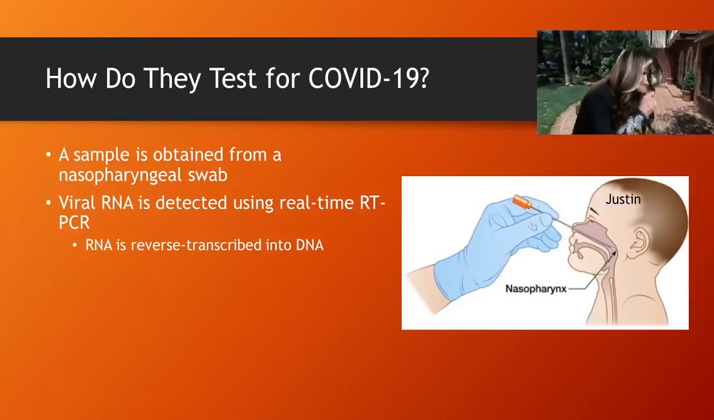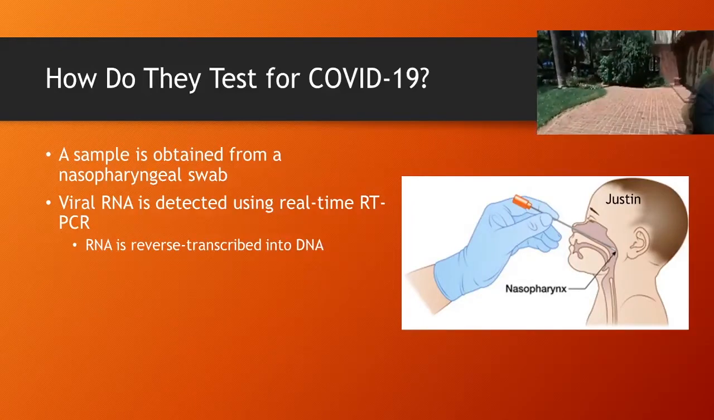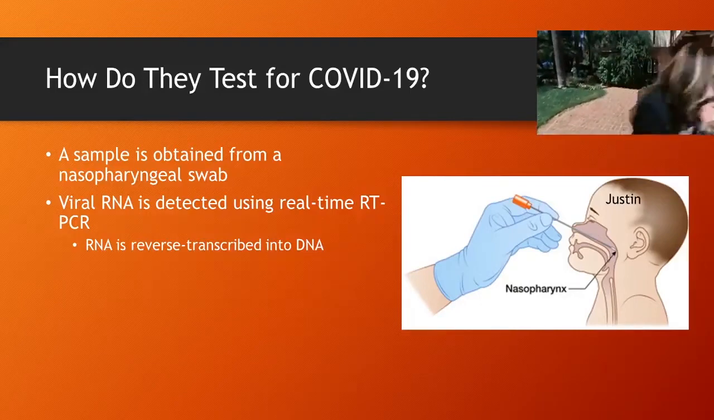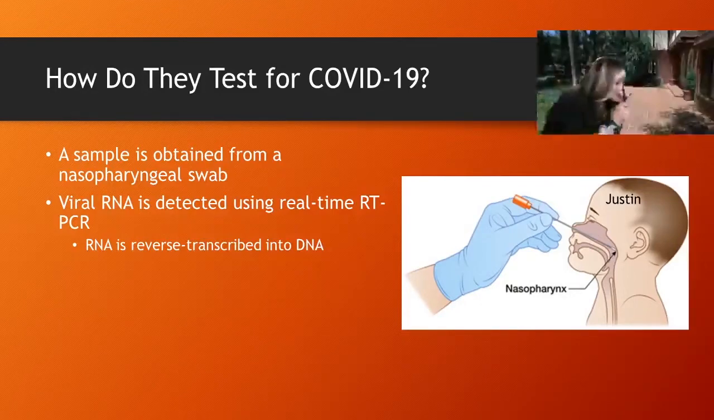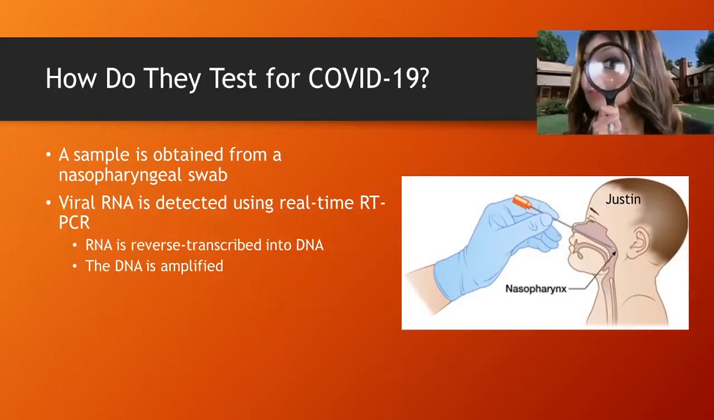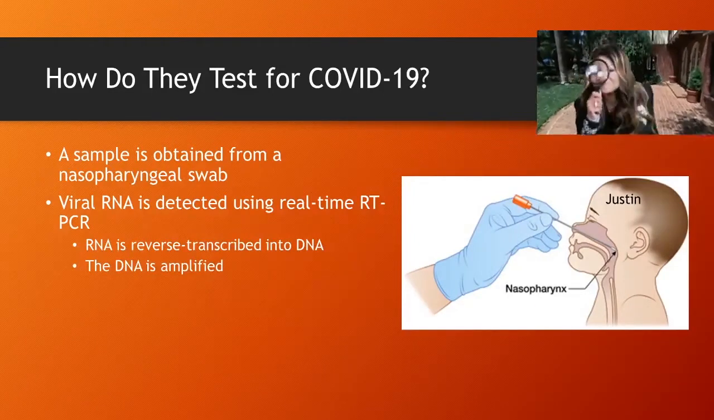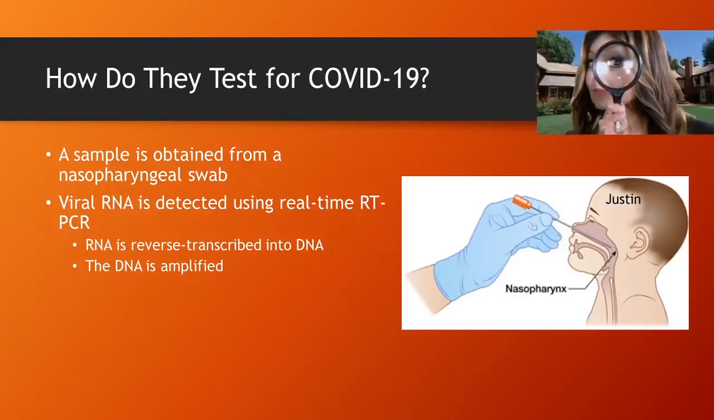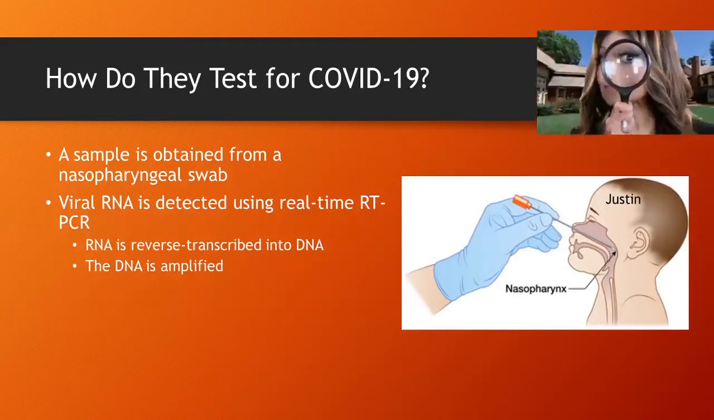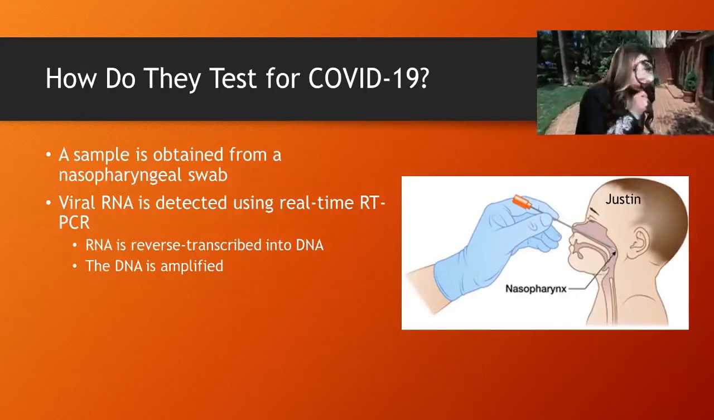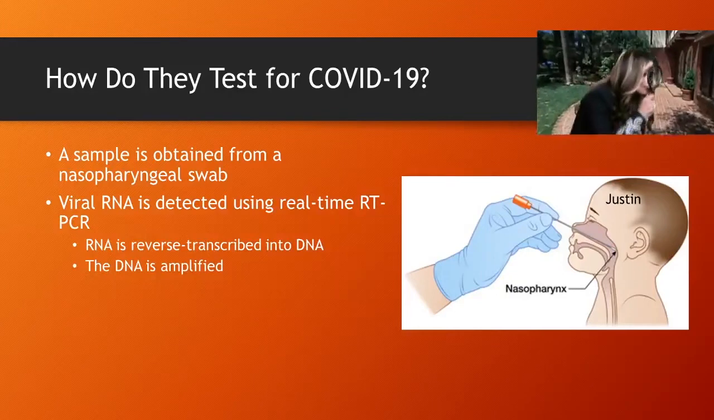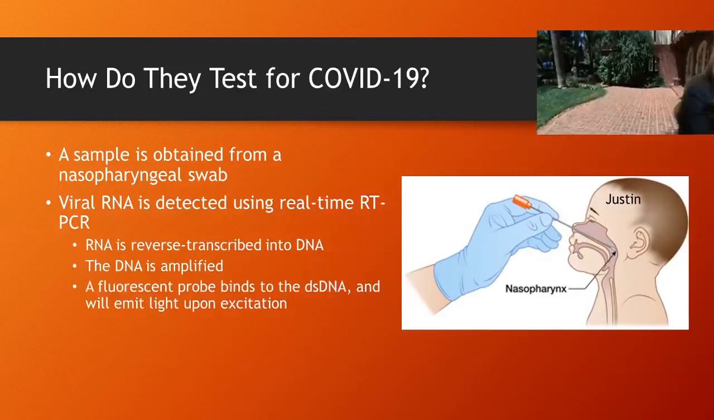It's called reverse transcribed because normal transcription is DNA into RNA. This is the reverse: RNA into DNA. So we use an enzyme to do that. And then we continue to do that, and the DNA is amplified. You can imagine that a virus, even just one virus with one strand of RNA, would be pretty hard to detect. That's just one molecule. So we have to amplify the signal so we're actually able to detect it.